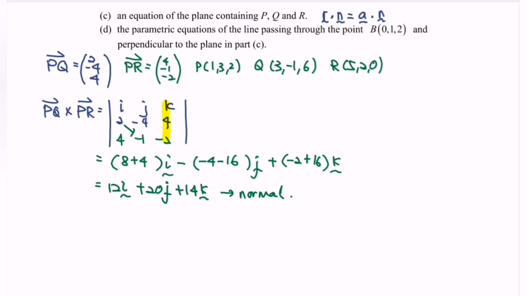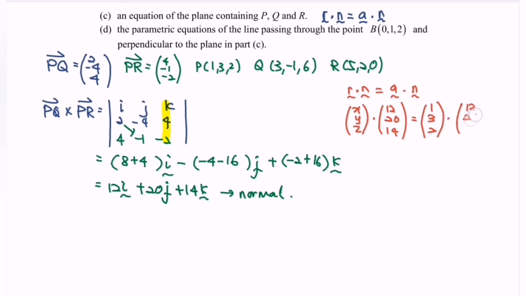So kindly substitute the situation into the formula where we have r dot n is equals to a dot n. So in here r we have x, y and z, dot with the normal where we have 12, 20 and 14, equals to a, which refers to the point P or the Q or the R. So in here my suggestion is substitute 1, 3, 2, dot with the normal 12, 20 and 14. So here we have the vector equation of a plane.